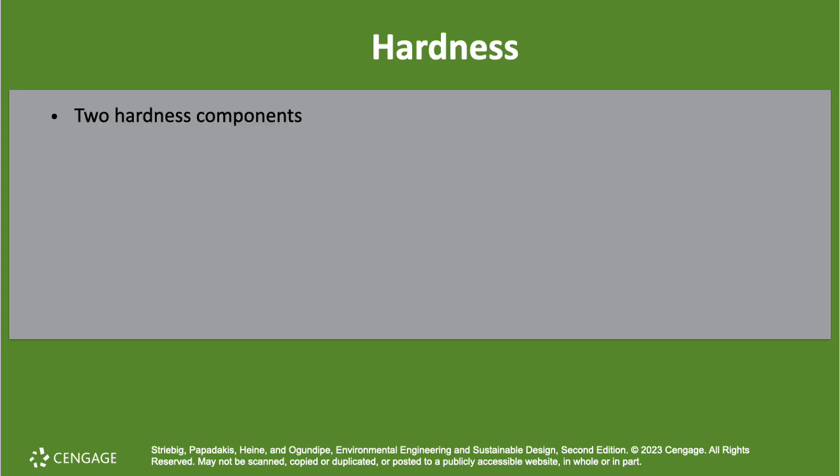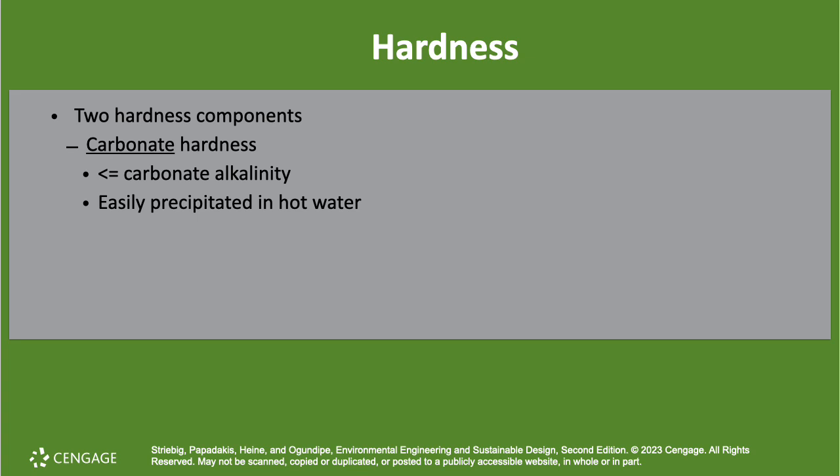There are two general parts of the hardness components. There's the carbonate hardness, which is less than or equal to the carbonate alkalinity or carbonate ion concentration in solution. These carbonates are easily precipitated in hot water because the solubility of calcium carbonate decreases with increasing temperature. This is a relatively unusual phenomenon, but true, and results in the formation of a calcium carbonate or limestone-like coating in hot water heaters and industrial scale boilers, which can reduce the efficiency and lifespan or design life of those boilers. The non-carbonate hardness is whatever is left after the carbonate hardness is exceeded.